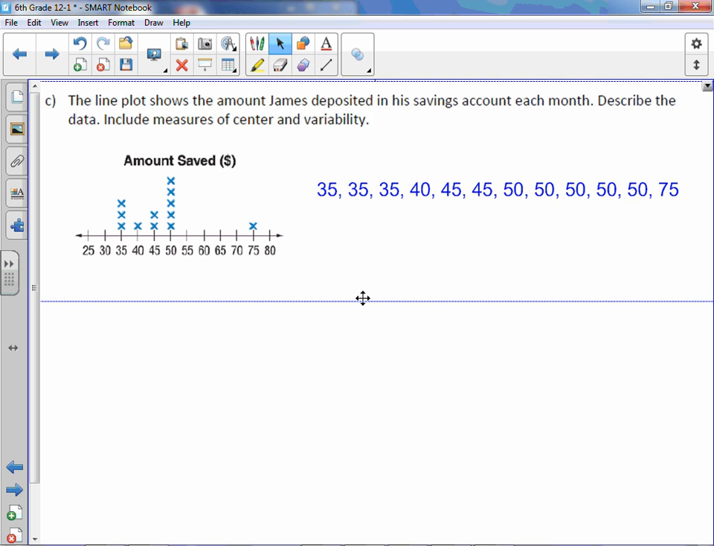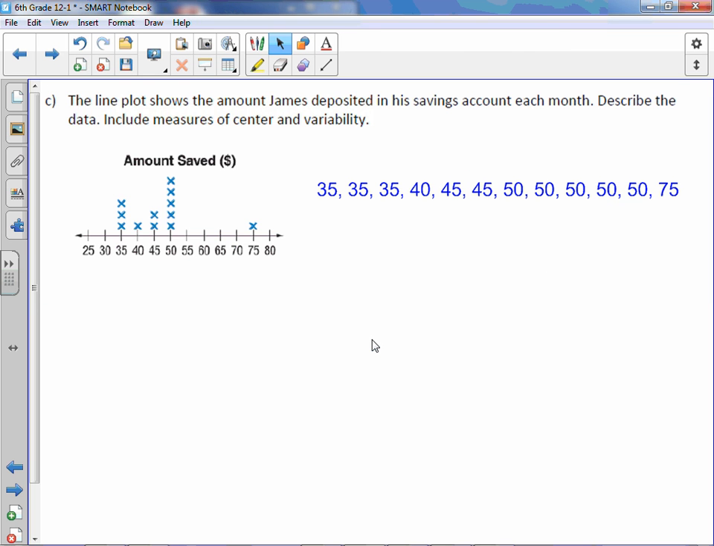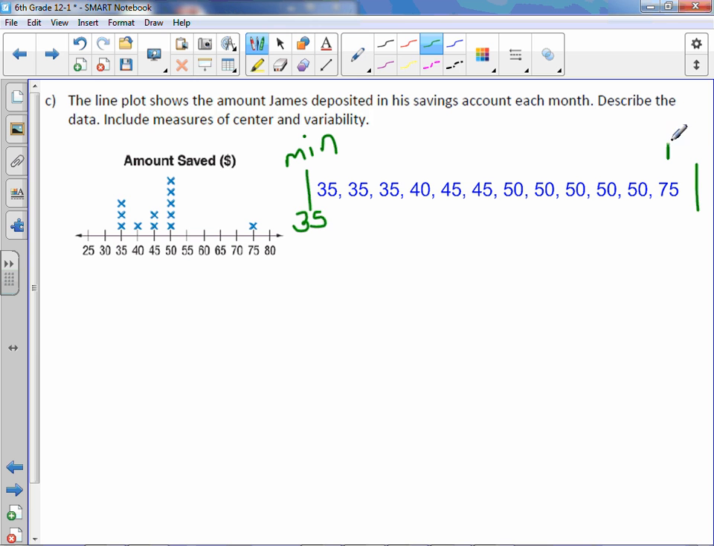Let's go ahead and find all of our information. The minimum is 35. The maximum is 75. The median is between 45 and 50. Add them up, 45 plus 50, divide by 2. We have 47.5.